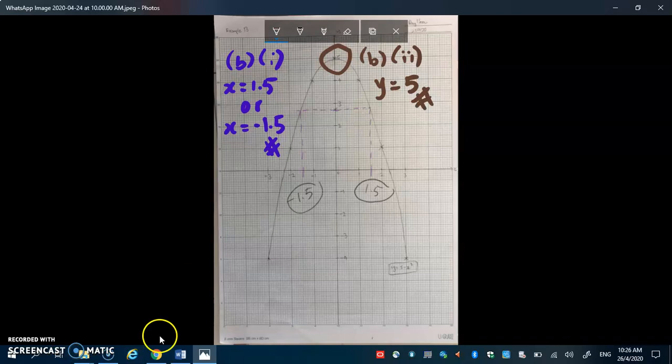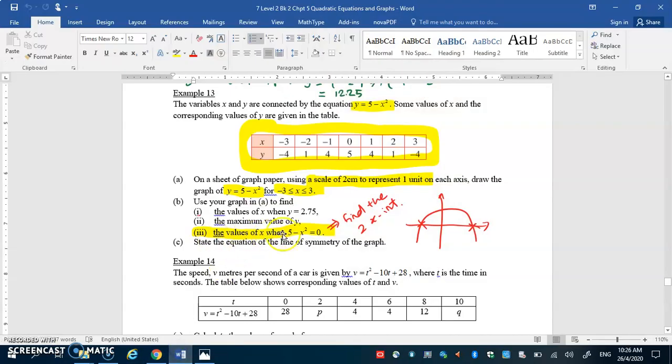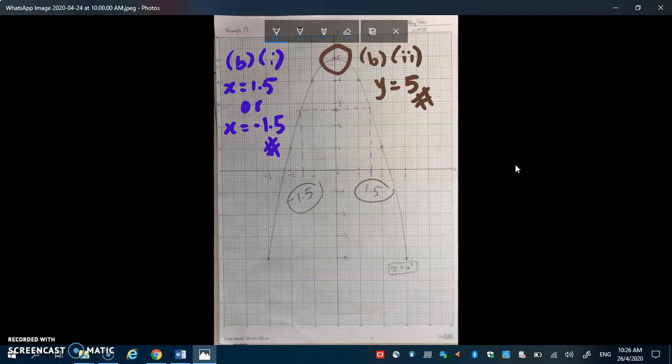Then B part 3 is the one that I added in. Find the values of x when 5 minus x squared equals 0. So basically, this is the equation of the graph itself, 5 minus x squared. Which are the points where this equation equals 0? That means y equals 0. When will y be equal to 0? y equals 0 at the x-axis. Remember, the equation of the x-axis is y equals 0. So at which 2 points is y equal to 0 for the curve? It is when the curve cuts the x-axis over here and over here.